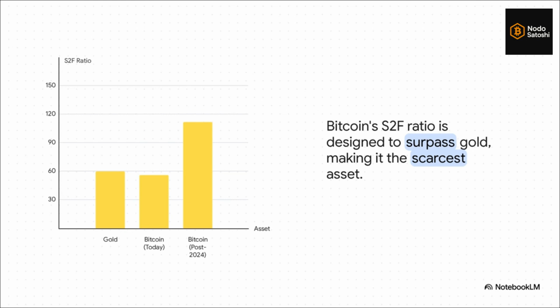And this chart is where the core argument really comes together. As you can see, Bitcoin's stock-to-flow ratio is already getting close to gold's, but check this out. After the 2024 halving, its S2F ratio is programmed to double, blowing past gold for the very first time. The whole design, the ultimate goal here is for Bitcoin to become the scarcest liquid asset humanity has ever had.